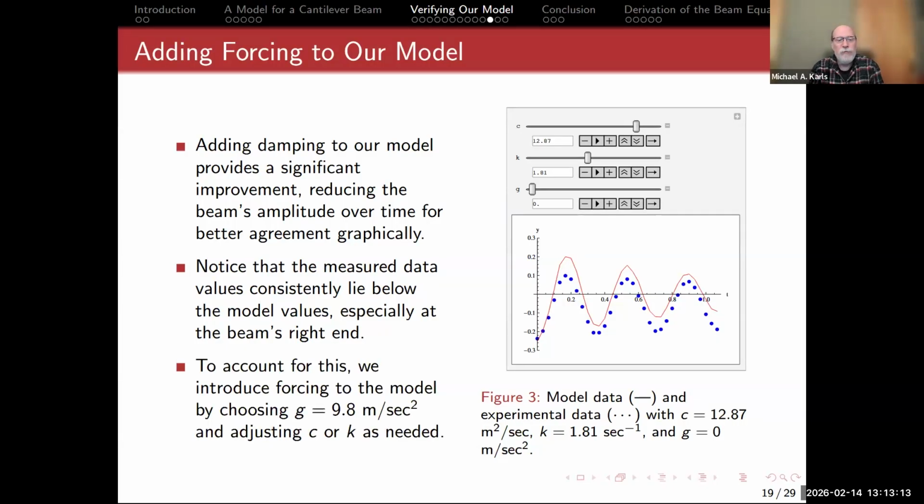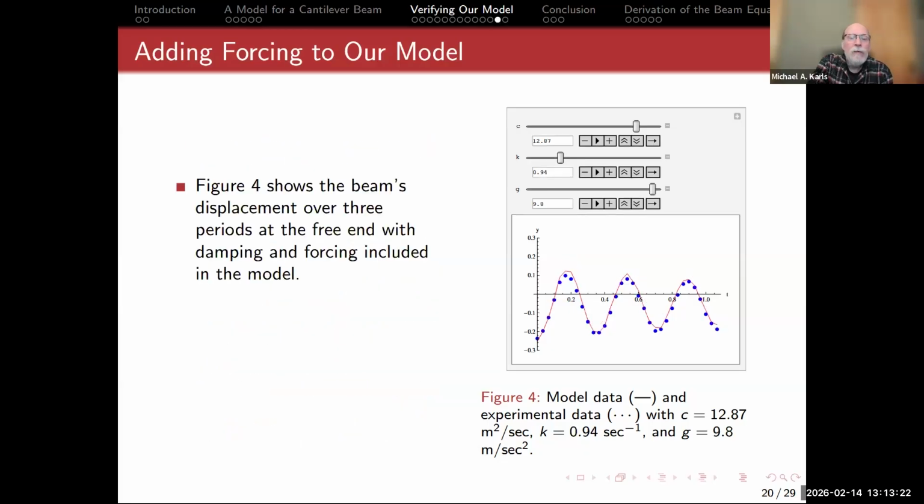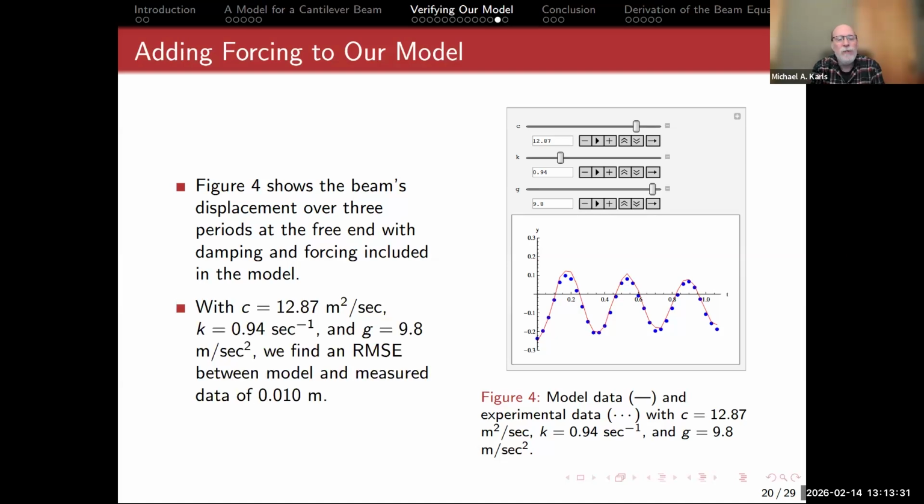So to account for this, we introduce forcing to the model by choosing G to be 9.8 meters per second squared and adjusting C or K as needed. And figure 4 shows the beam's displacement over 3 periods at the free end with damping and forcing included in the model. So now we have C is 12.87 meters squared per second, K is 0.94 inverse seconds, and G is 9.8 meters per second squared. And we get a root mean square error between model and measured data of about 1 centimeter. And to me, this is amazing how good this is.